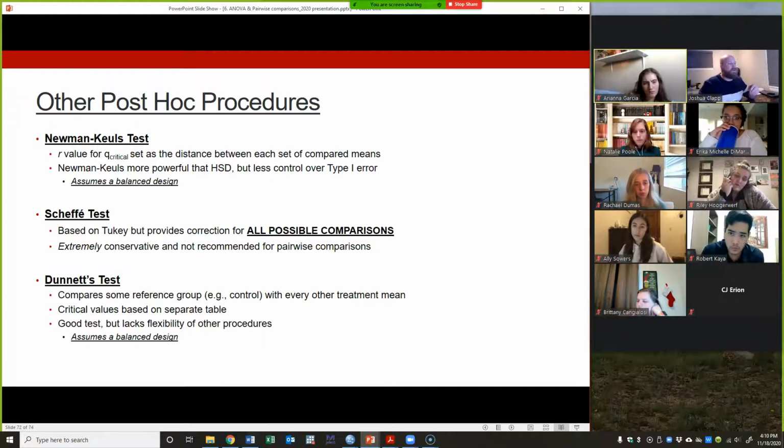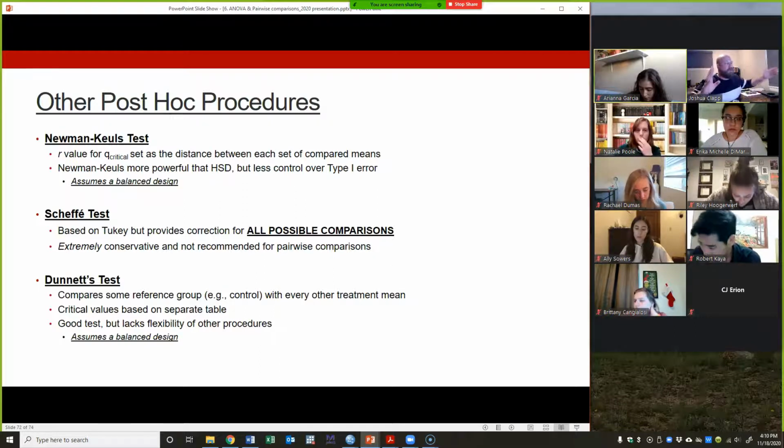Okay, what Dunnett will do is it'll run control versus A, control versus B, control versus C. Dunnett values are based on a separate type of table. Nice test, but not super flexible. Also assumes a balanced design, but in certain situations where I've got one control and a number of different experimental groups, this can be a nice opportunity if I only want to make those tests.